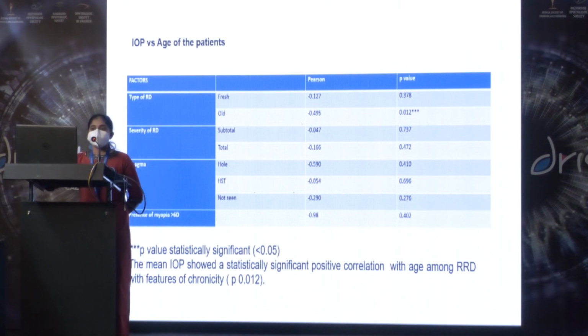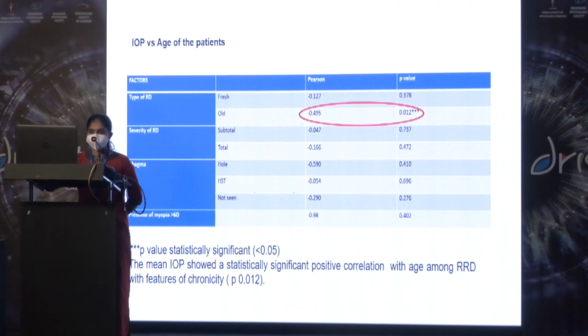This table is showing the relationship between intraocular pressure and age among the subgroups of types of RD, severity of RD, rhegma, and presence of myopia of more than 6 diopters. In all these cases, as age increases, IOP is decreasing. But the only statistically significant relation was found in the subgroup of old RD, where the p-value is 0.012.